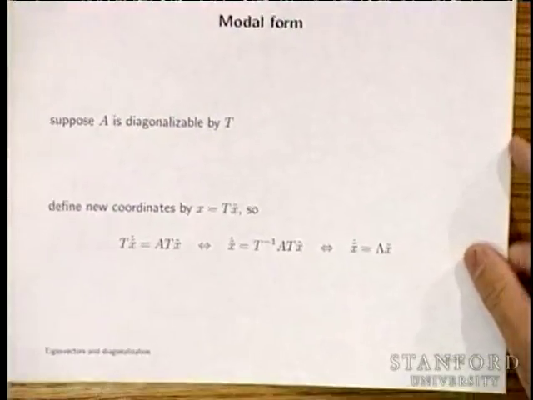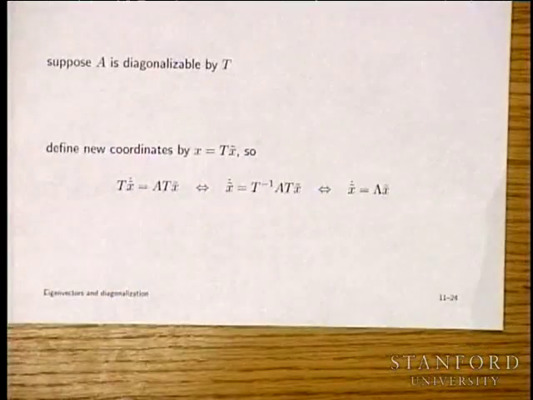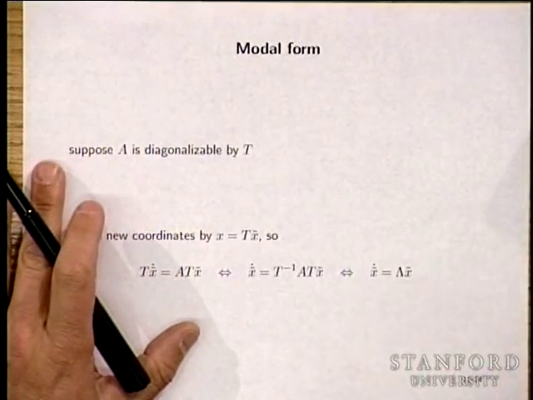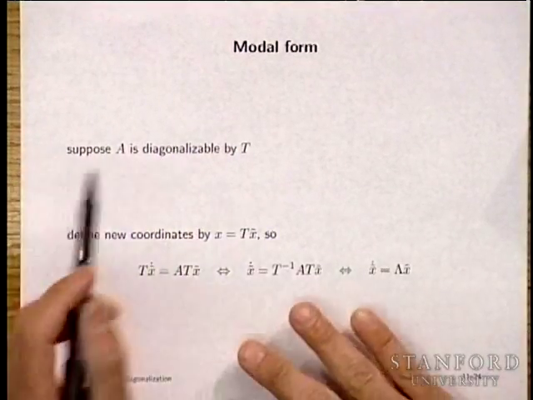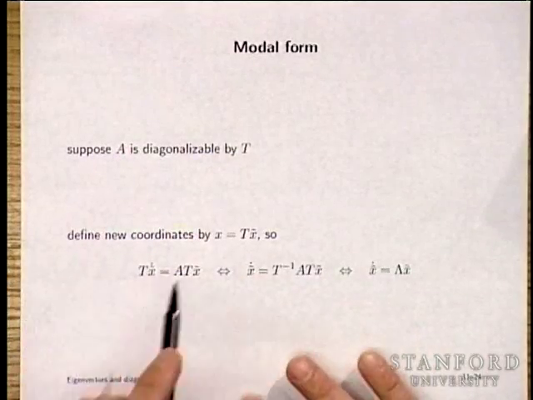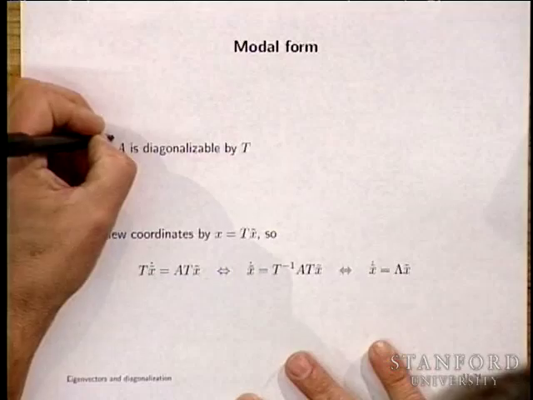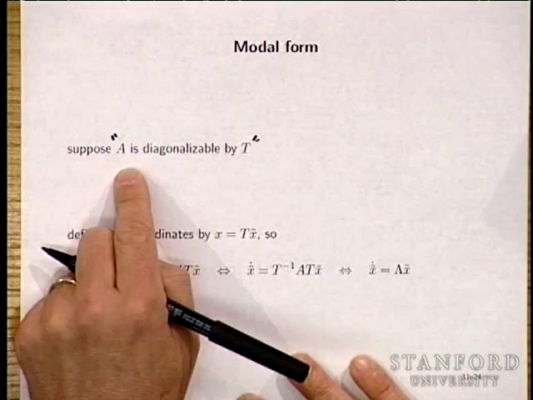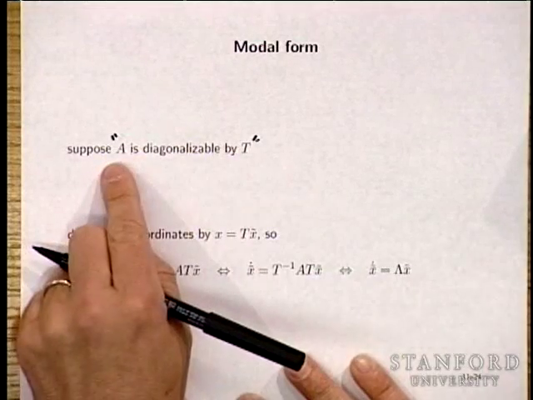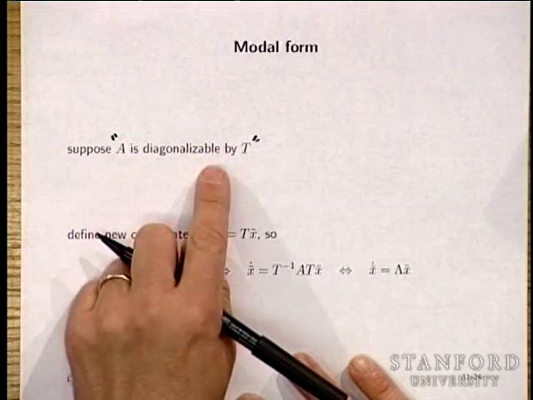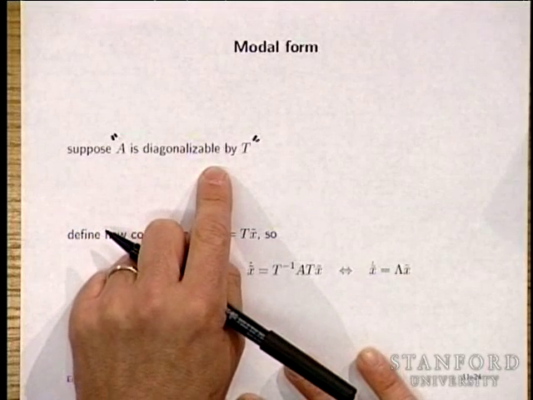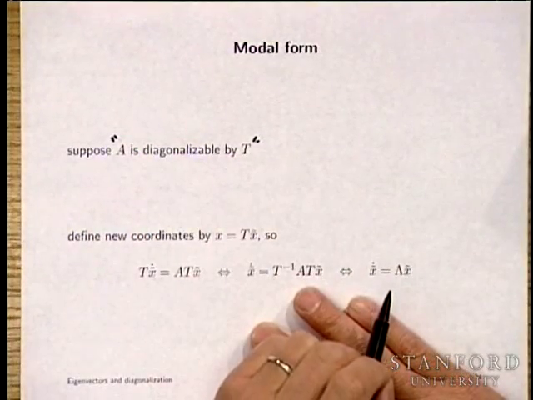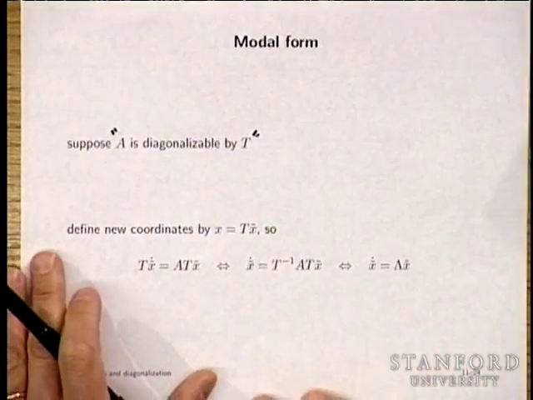We'll take a look and see how this comes out. This will come up soon. Okay. Now we can talk about the idea of modal form. So let's suppose A is diagonalizable by T. And from now on, you are to simply recognize this statement as saying exactly the same as: suppose A has an independent set of eigenvectors, V1 through Vn. If you shove them together into a matrix, I'm going to call that T. So that's what this means.